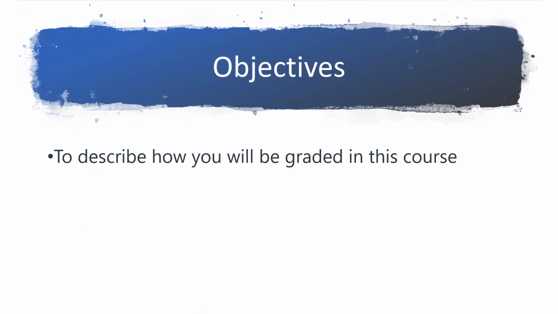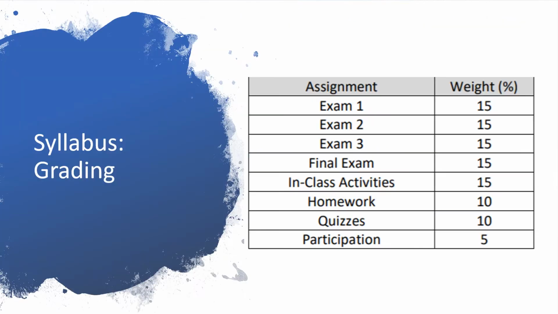Our objective for this segment is to describe how you will be graded. Here are all the pieces that are going to contribute to your grade. Each one of the exams, the midterms, 1, 2, and 3, as well as the final exam, will contribute 15% to your overall course grade. So exam 1, exam 2, exam 3, and the final are all weighted equally at 15%.